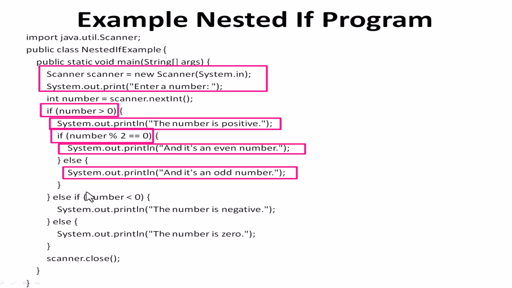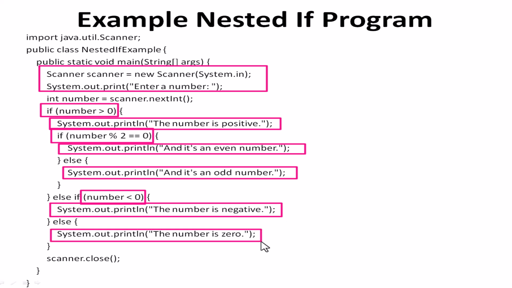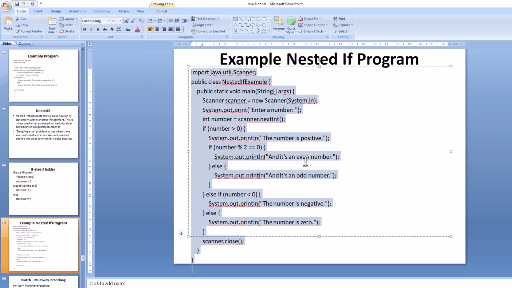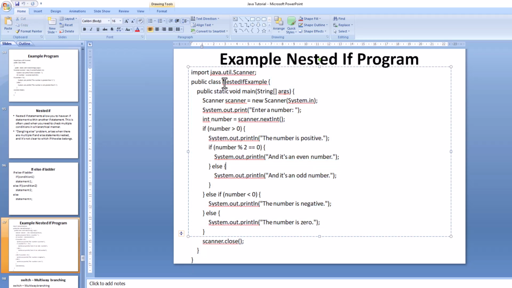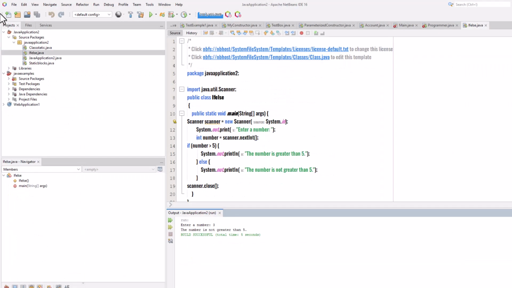Else if the user has entered a number less than 0, it is going to print a negative number. Else it is going to print that the number is 0. Finally you are going to close the scanner. Let us execute this particular program. The name of the program is NestedIfExample. I am going to copy the nested if example.